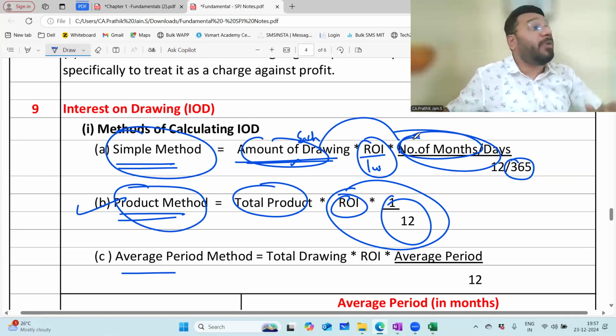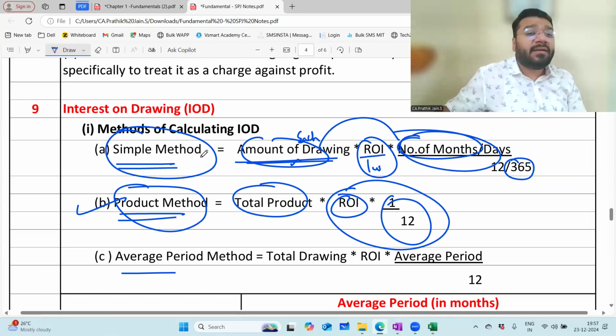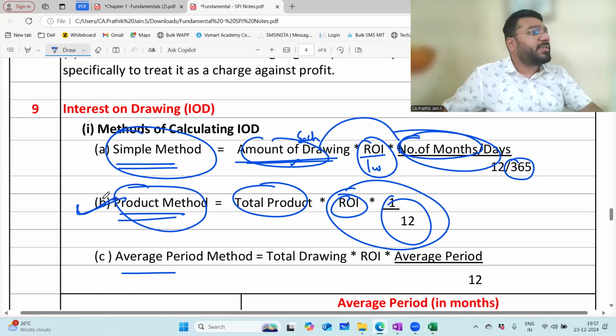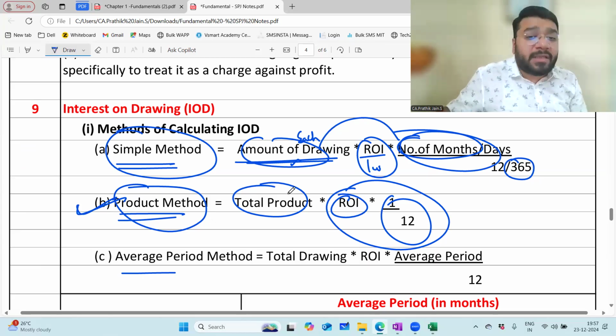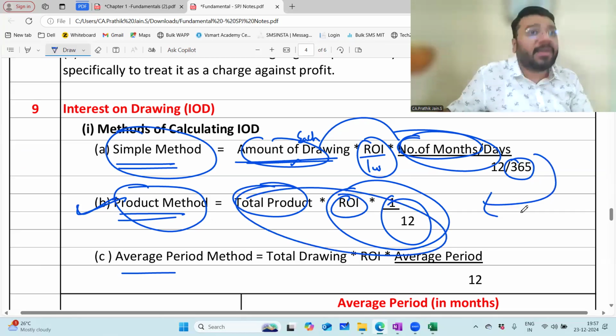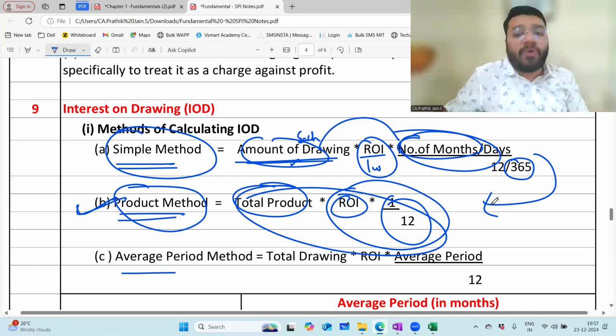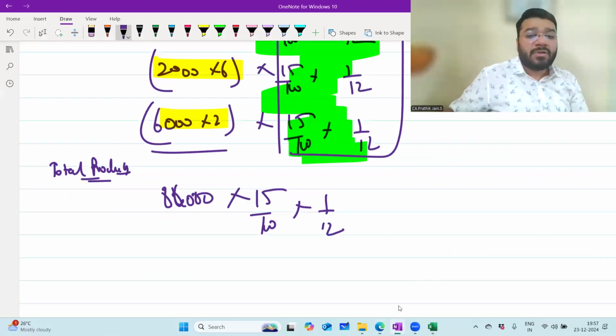It was a more time consuming process, and hence the product method was introduced. This is nothing but a time saving method compared to simple method. This product method formula is extracted from simple method only. It is just a twisting in the formula that has been done. Any problem? No, sir.